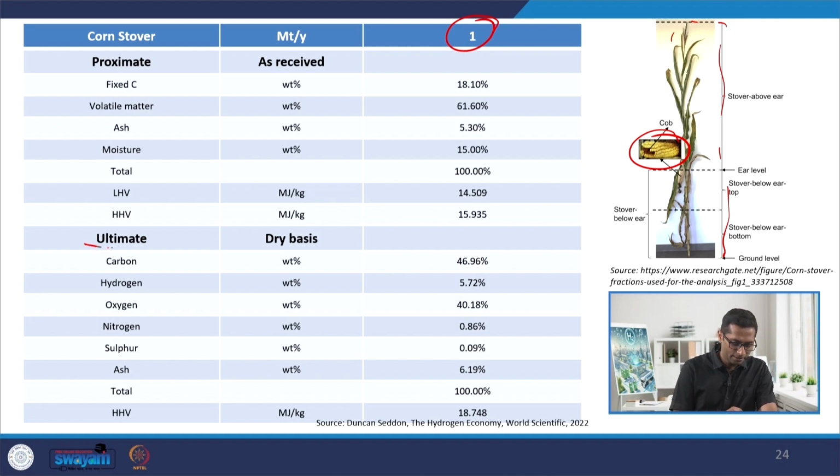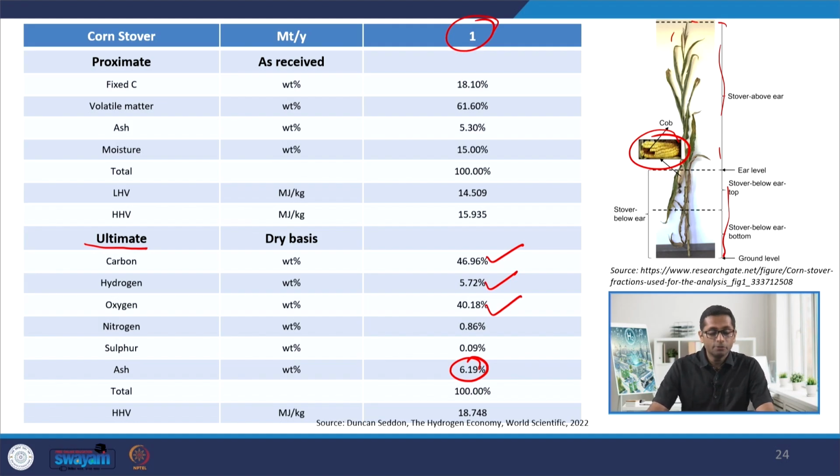To start with the ultimate analysis, this is basically breaking down in terms of elements like carbon, hydrogen, oxygen, sulfur. So the typical corn stover would normally have 47% carbon, around 5.7% of hydrogen, oxygen roughly around 40%, some amount of nitrogen less than 1%, less than 1% sulfur, a significant amount of ash which needs to be dealt with carefully, and then we would also have a typical higher heating value as well.